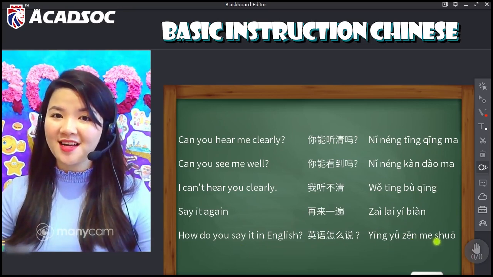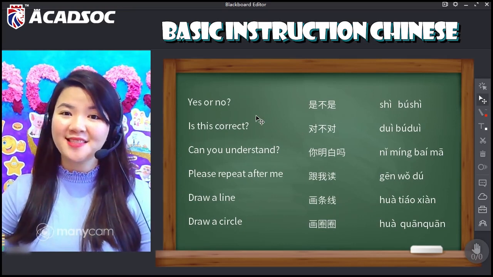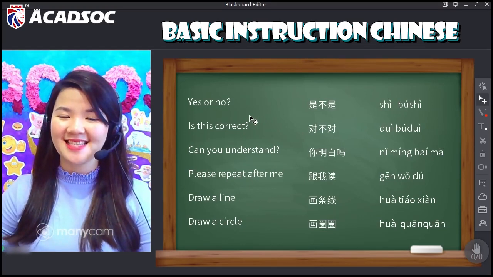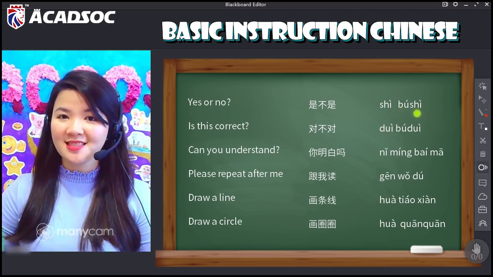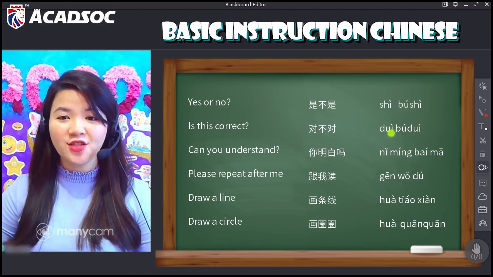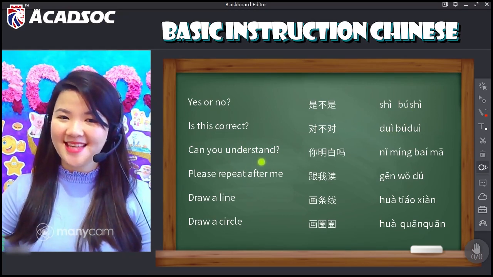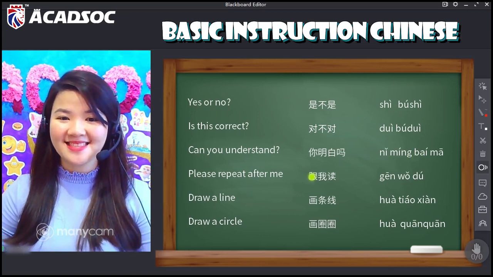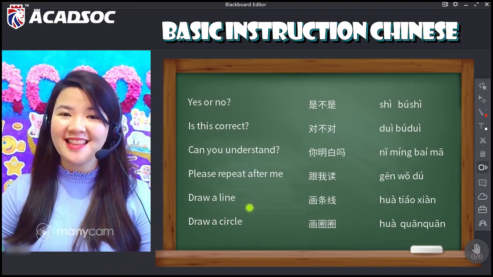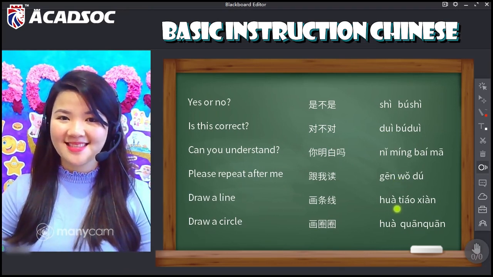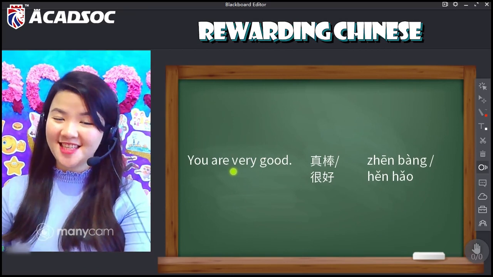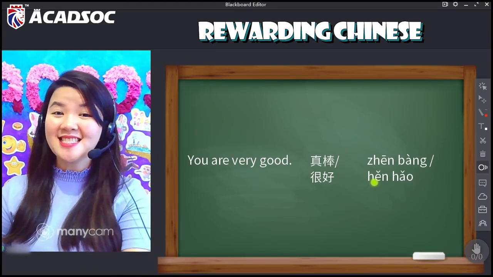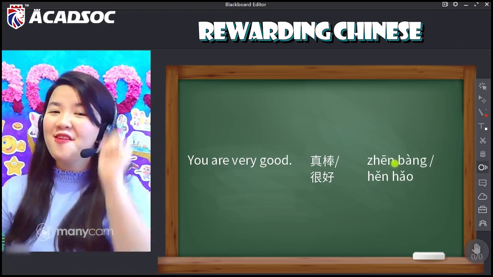英语怎么说? Next, you can use these expressions when you are answering some exercises. For example, yes or no. 是不是? Is this correct? 对不对? Can you understand? 你明白吗? Please repeat after me. 跟我读. Draw a line. 画条线. Draw a circle. 画圈圈. Did you get it? You are very good. 真棒. Or you can also say very good.